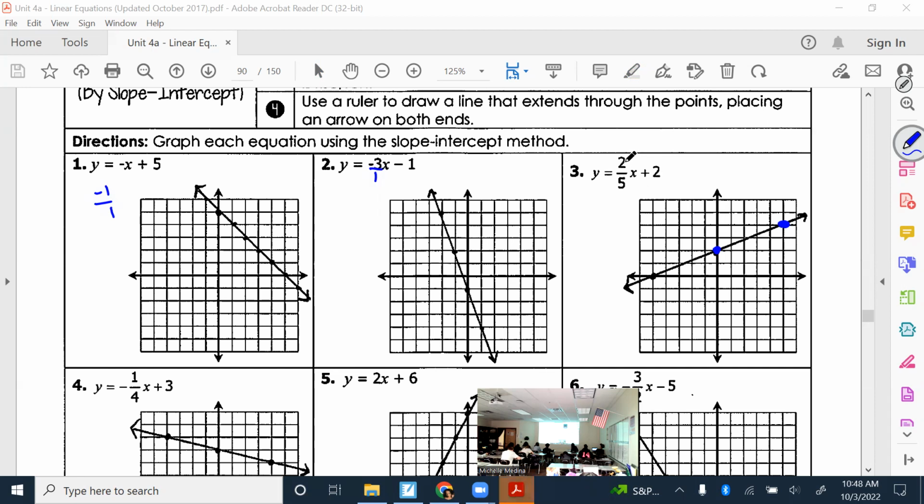So if you ever have to work backwards from your y-intercept, you just do the complete opposite. You would go down 2 to the left 5. So questions on 3.